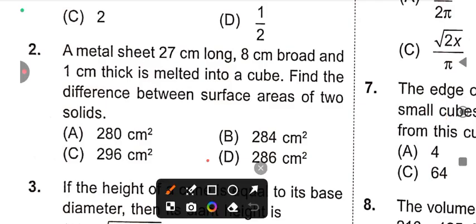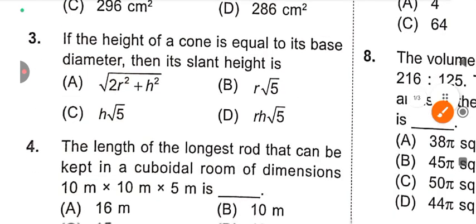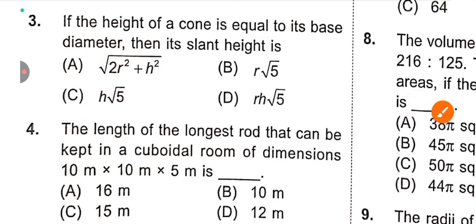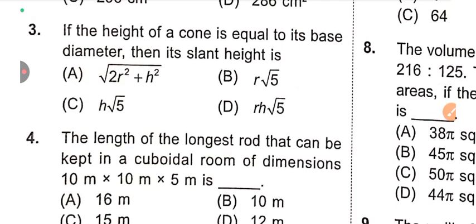Option number D. Next question is, if the height of a cone is equal to its base diameter, then its slant height is.